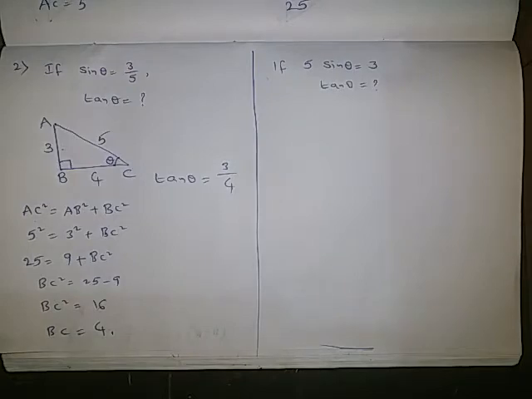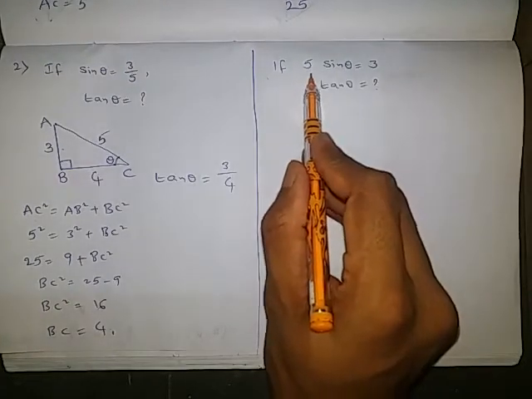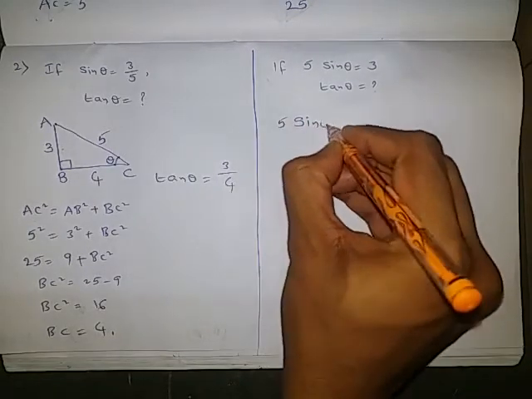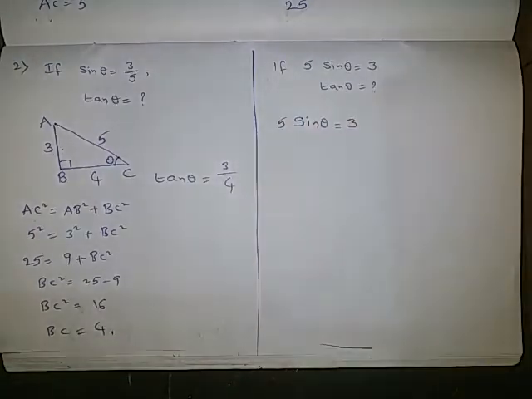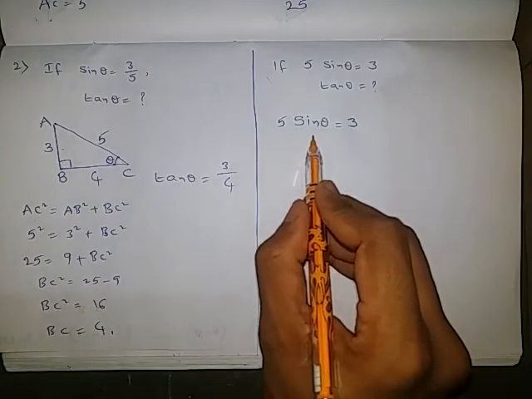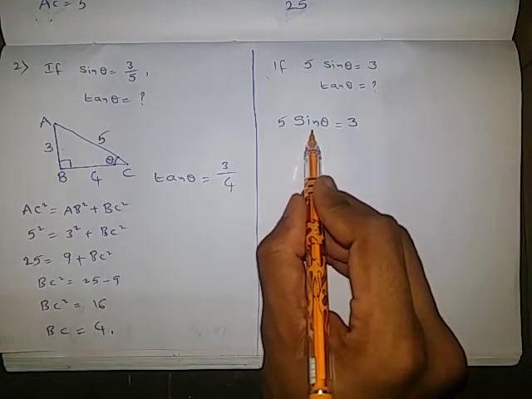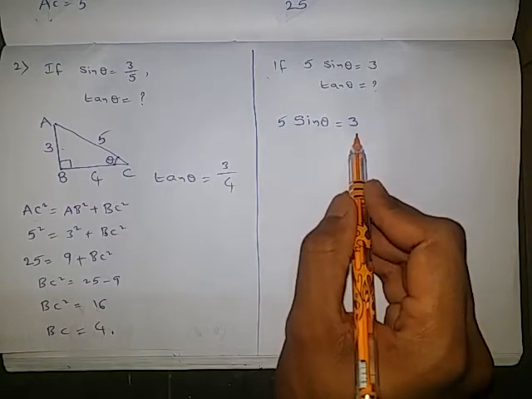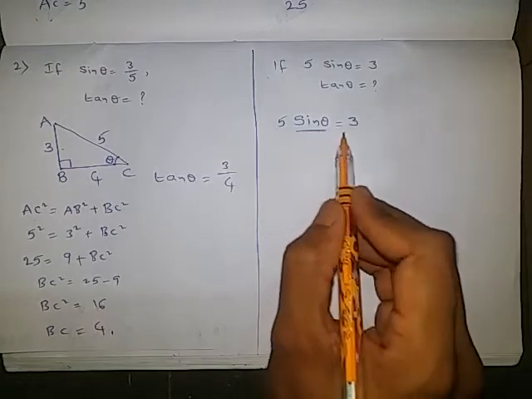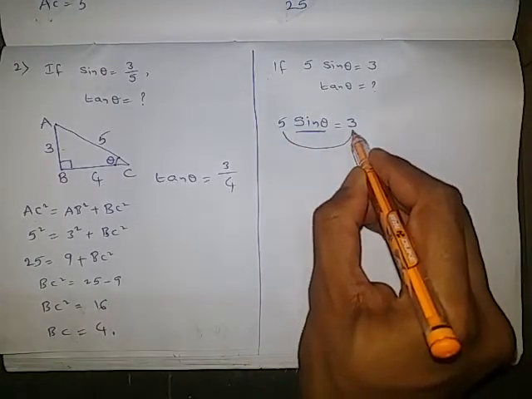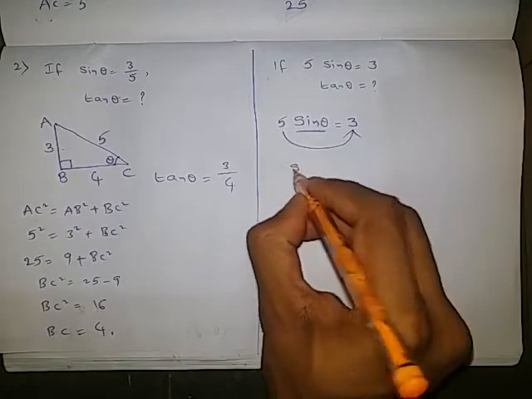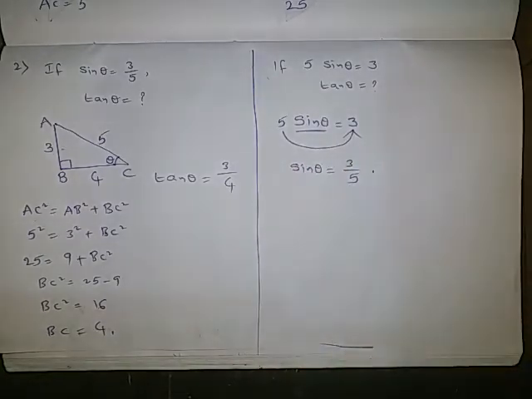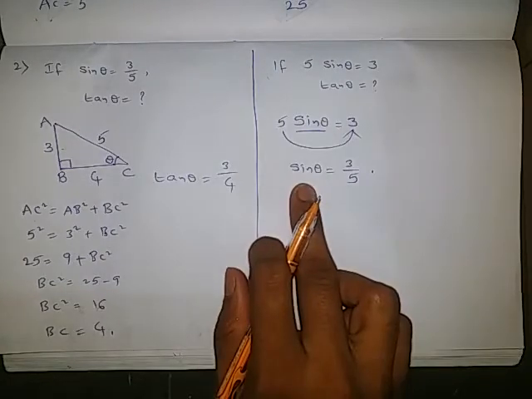Next, one more type of question. If 5 times sin theta is equal to 3. Now we want only the trigonometric ratio on the left side and all the remaining numbers on the right side. So we want only sin theta. So take the remaining number, that is 5, to the right side. So sin theta is equal to 3 by 5. So now sin theta is 3 by 5.